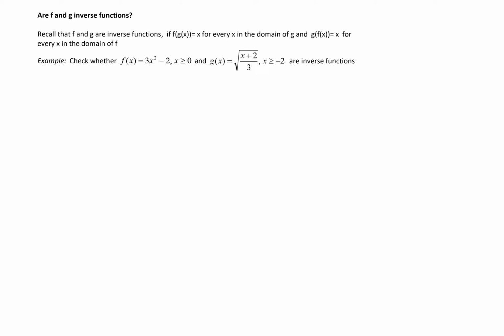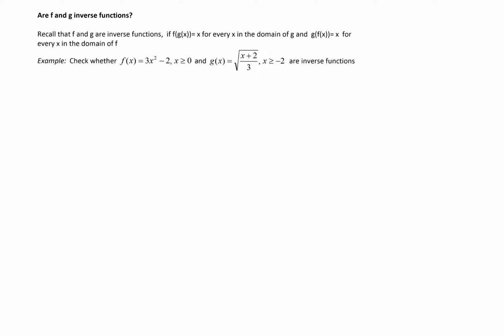How do we know that two functions f and g are inverse functions? Let's recall that functions f and g are inverse functions if the composition of f and g is identity, so f of g of x is x for every x in the domain of g, and g of f of x is equal x for every x in the domain of f.